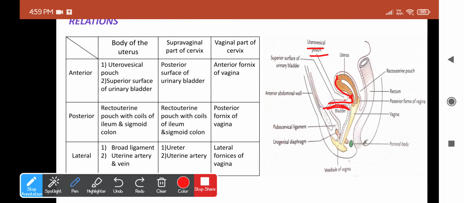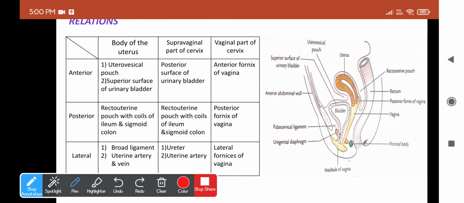Posteriorly, you have the recto-uterine pouch. This is also a fold of peritoneum, okay, extending till the posterior fornix of the vagina. And this will contain coils of ileum and sigmoid colon, which is not given over here. It will lie somewhere over here. Okay, so then laterally, you have the broad ligament, which will be attached to the lateral wall, and then the uterine artery and vein within them. These are the relations of the body of the uterus.